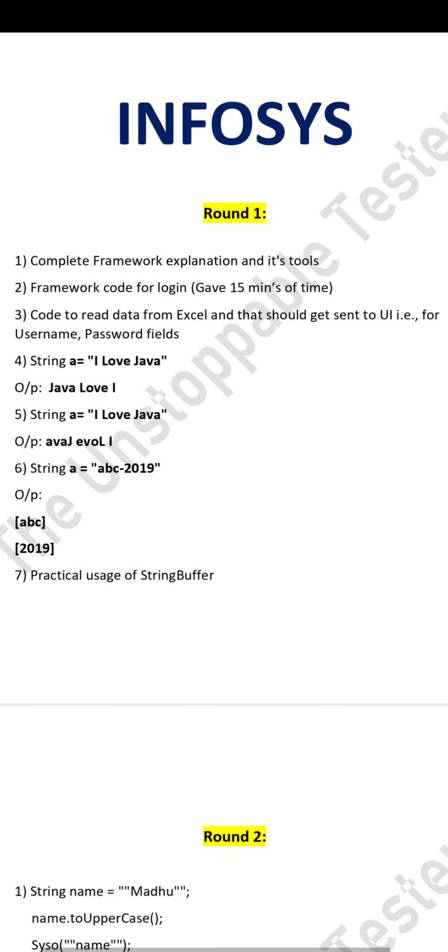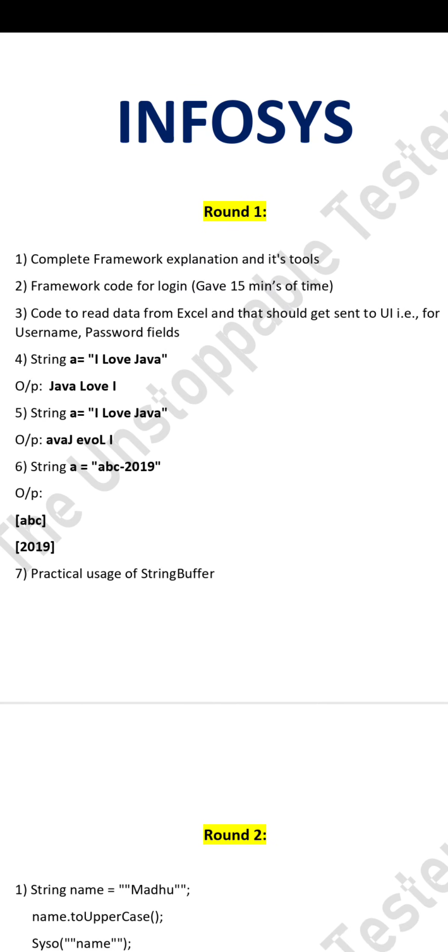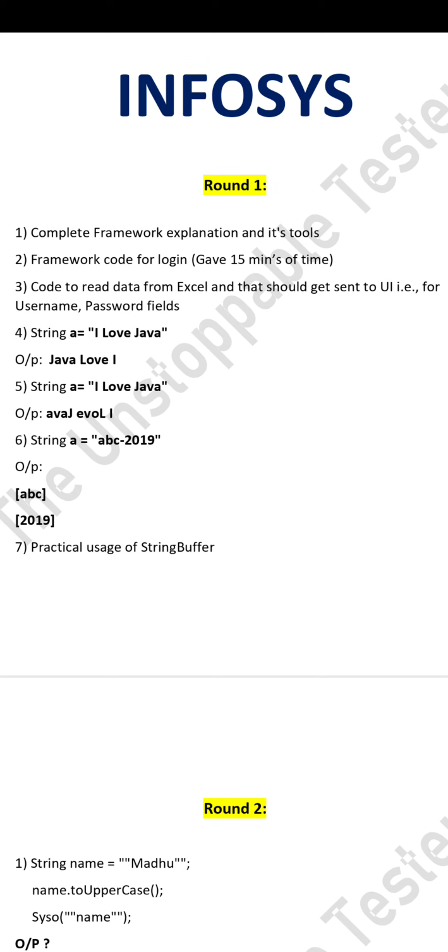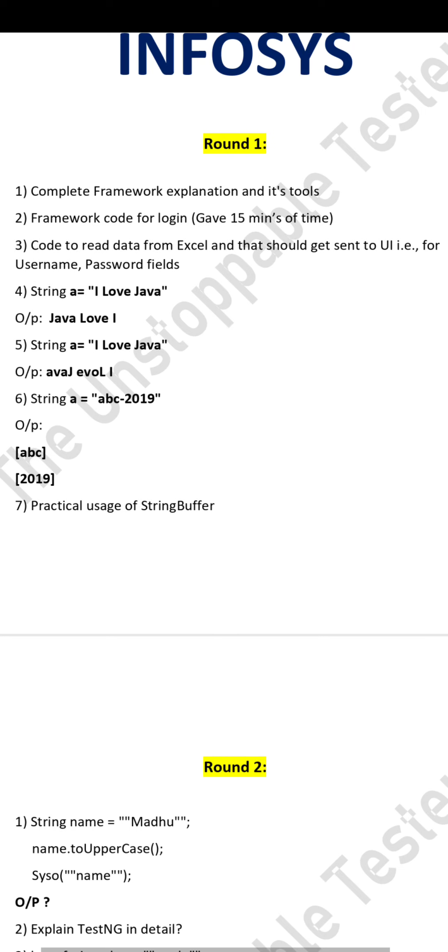Okay, so the next question is on a Java program, where you need to reverse the words of a given sentence. So you can see, string a is equal to "I love Java", and the output should be "Java love I". Okay, the fifth question is similar to the above one, but you need to reverse the word also. I mean, reverse the sentence, and also reverse each word. Sorry, the fourth question is about reversing the sentence, and the fifth question is about reversing the sentence as well as reversing the word.